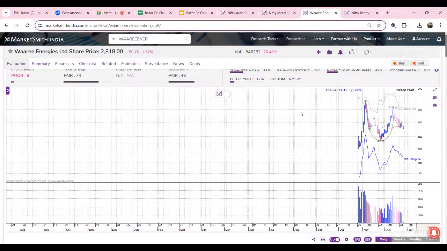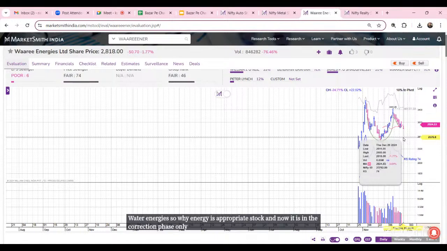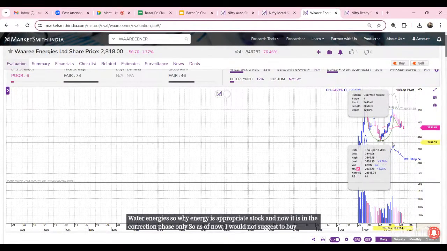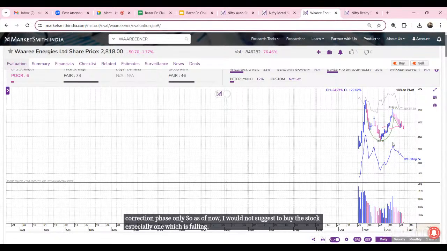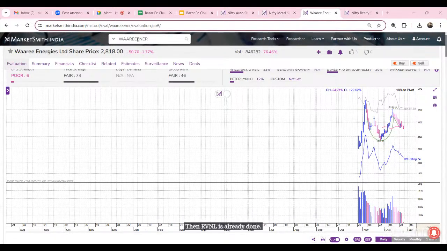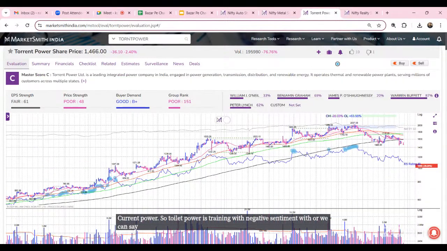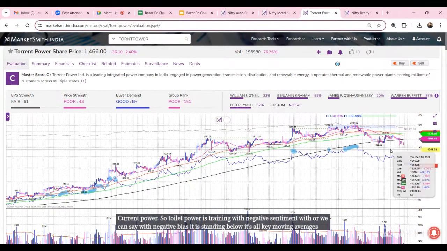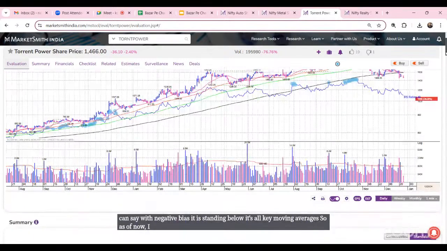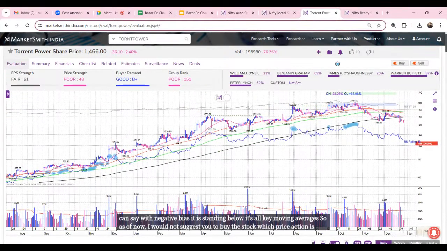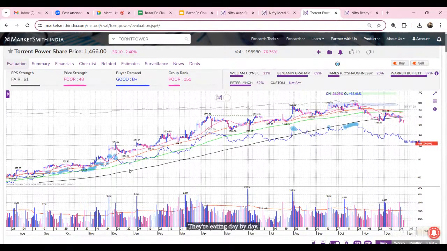Waaree Energies. Waaree Energies is an IPO-based stock, and now it is in the correction phase only. So as of now, I will not suggest buying the stock, especially one which is falling. And RVNL is already done. Torrent Power. Torrent Power is trading with negative sentiment, or we can say with a negative bias. It is trading below all its key moving averages. So as of now, I will not suggest you buy a stock whose price action is deteriorating day by day.